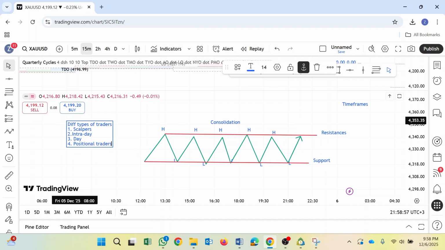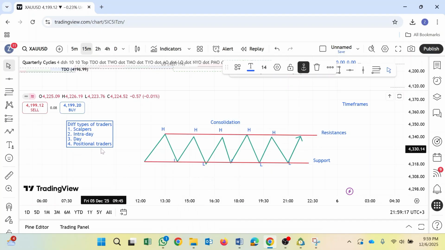Now, positional traders ni wale anaangalia hii, anaona hii chart mahali inaelekea, lazima siku moja itarudi mahali fulani. So yeye anawekelea stake yake na anaondokea. Whether it takes 6 months, whether it takes 1 year, he will wait.